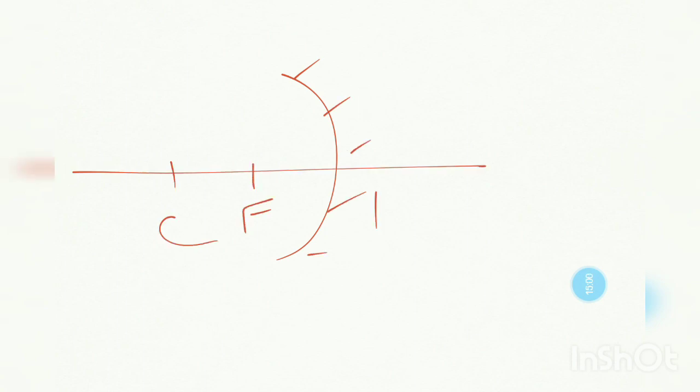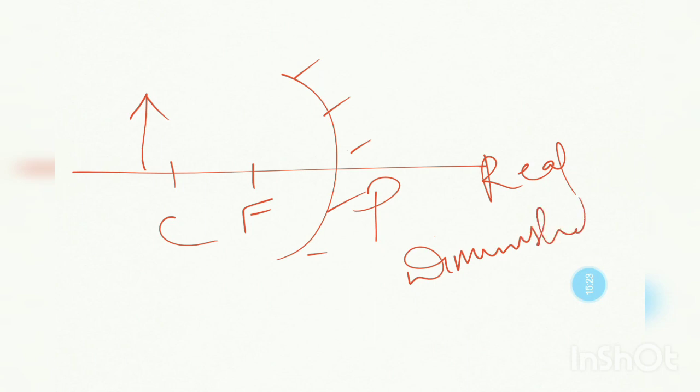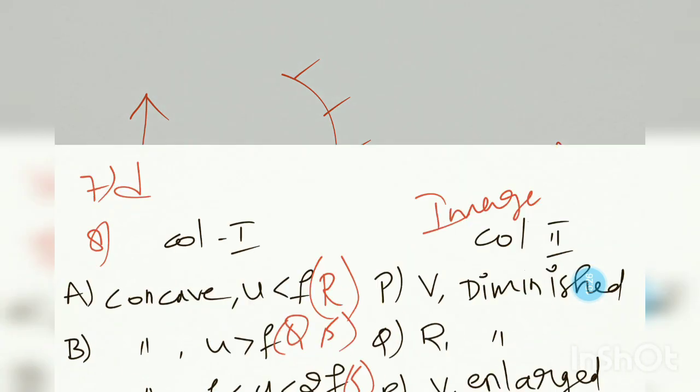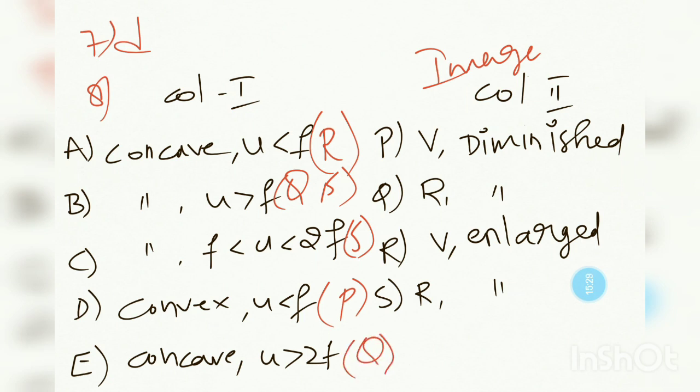Again, focus, center of curvature, pole. The object distance is greater than double the focal length, so the object will be placed beyond C. You will get a real and diminished image here in this case. So what is the option? Q. So the right answer is option A, and D is also the same thing, so anything you choose doesn't matter. Okay, next, again we have the ninth one also matching.